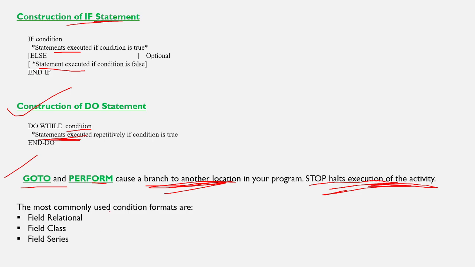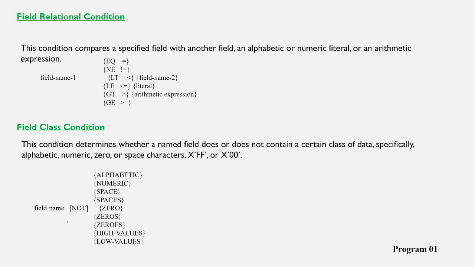The most common condition formats are field relational, field class, and field series. What is field relational? Let's discuss this first. Field relational compares a field with another field, or a literal, or an arithmetic expression. Here we give the operator like EQ. These are the relational operators like not equal to, less than or equal to, greater than or equal to. So we use these operators.